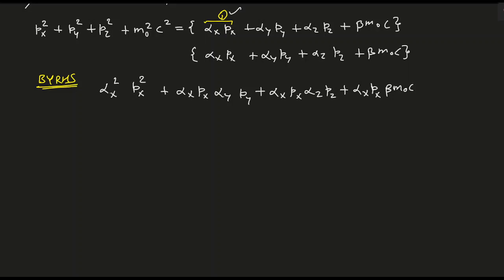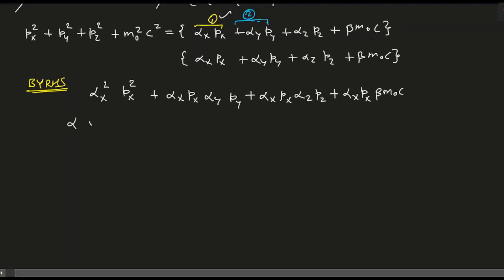Now you have multiplied the first term with all of these terms. So now it's turn to multiply the second term with all of the four terms. You will be having alpha y p y alpha x p x, plus alpha y squared p y squared, plus alpha y p y alpha z p z, plus alpha y p y beta m naught c.